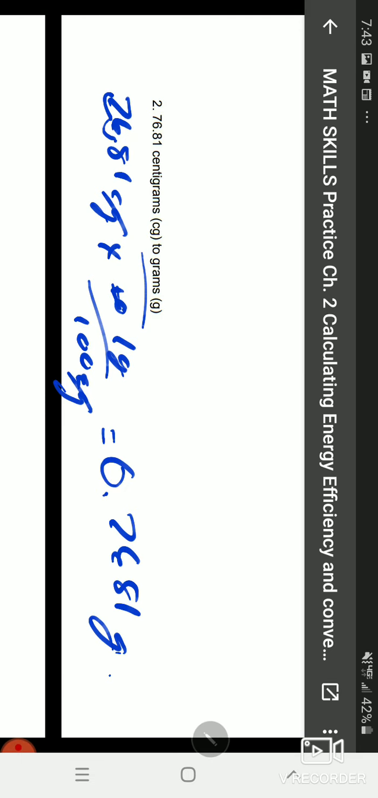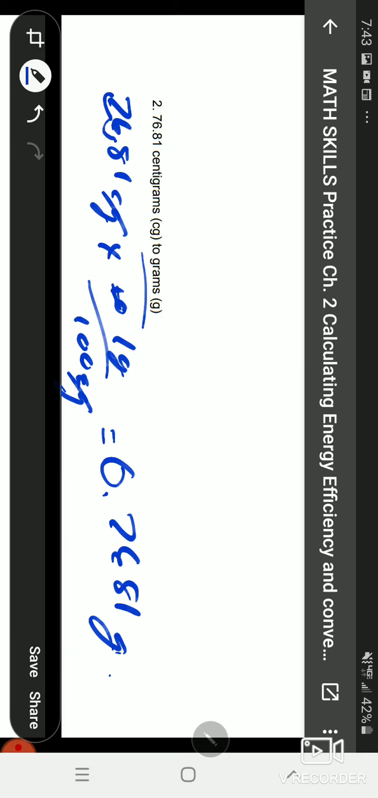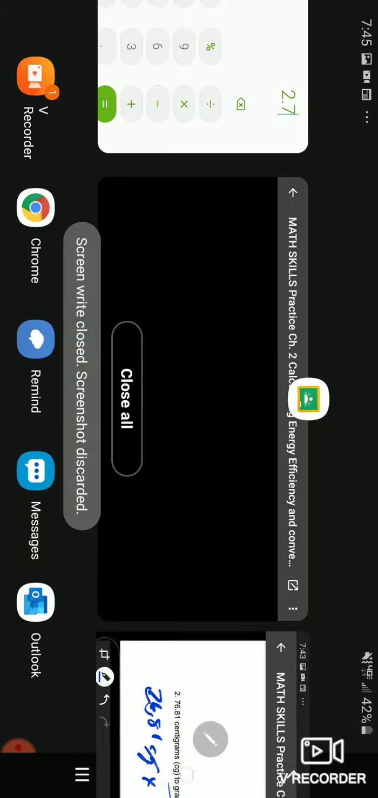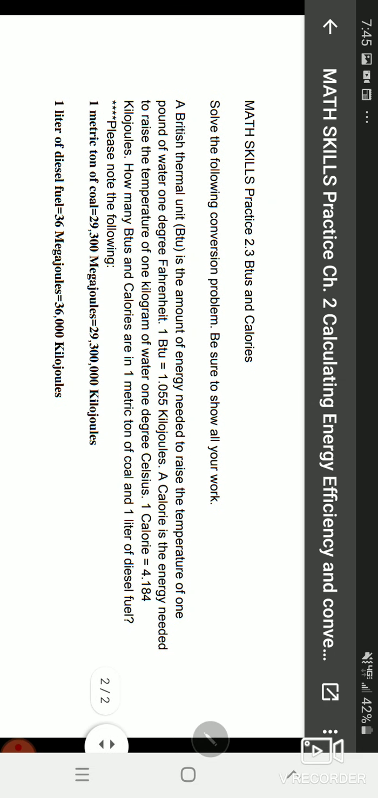All right, so I think these simple conversion problems are fairly straightforward. But let's go to one of the more challenging ones. A more difficult one. Milliliters to liters is fairly simple. Honestly, the oddest one was the one we just did, the 76.81 centigrams to grams. But let's look at this thermal problem. It's still a conversion problem, and I'm going to try to do one of these for you.